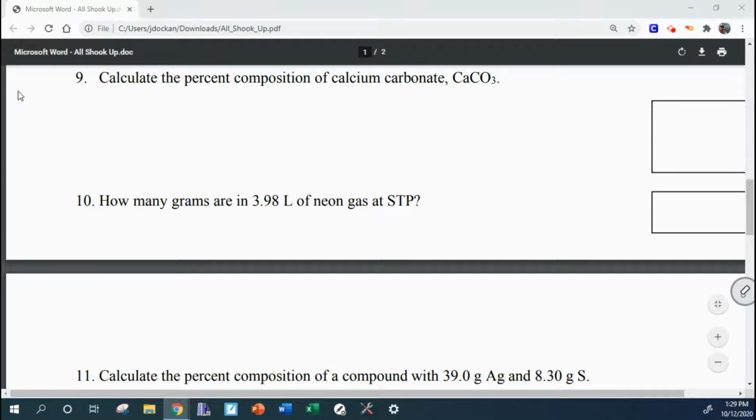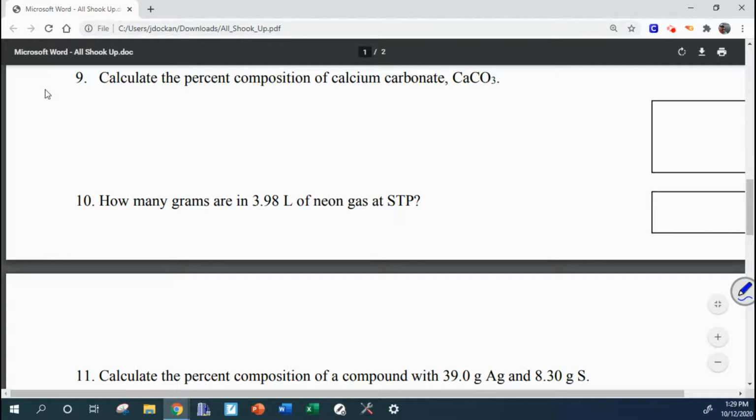Here's number 9. Calculate the percent composition of calcium carbonate, CaCO3. Calcium carbonate is also called limestone. It's found in coral and sidewalk chalk as well. So let's calculate the percent composition. The first thing I'm going to need to do is go ahead and calculate the molar mass for this compound.